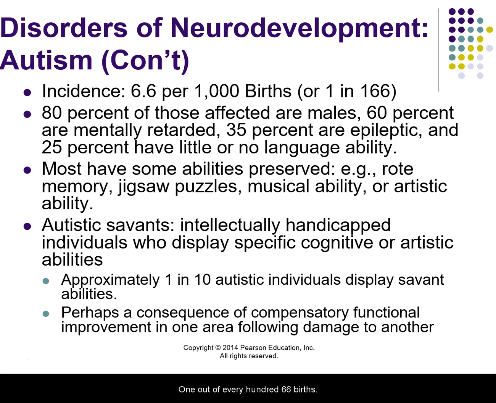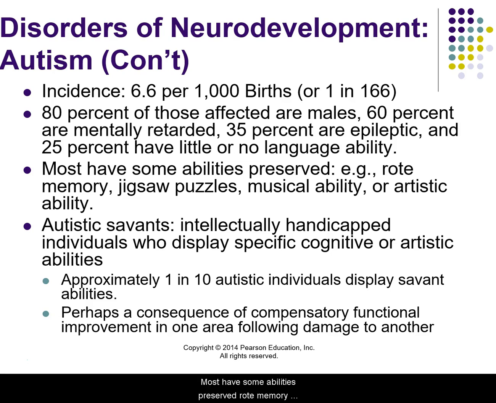1 out of every 166 births, we're looking at autism. 80% of those are affected by males, 60% are mentally retarded, 35% are epileptic, 25% have little or no language ability. So you can definitely identify. Everybody probably that I'm speaking to right now knows of somebody, a family member or a friend or somebody like that, who has an autistic individual in their household. And you can tell that a lot of those autistic kids are not mentally retarded. You're like, well, that doesn't make sense. And they're not epileptic. Okay, and that's because of that spectrum, they can be all over the place.